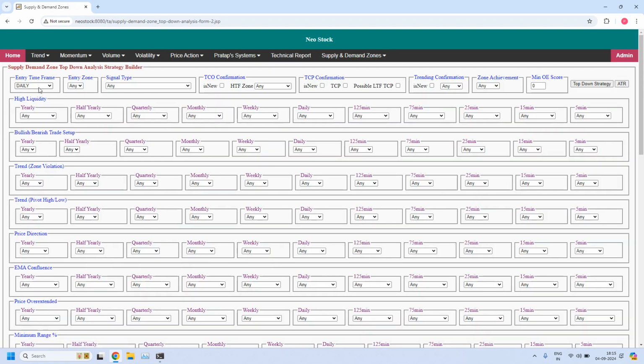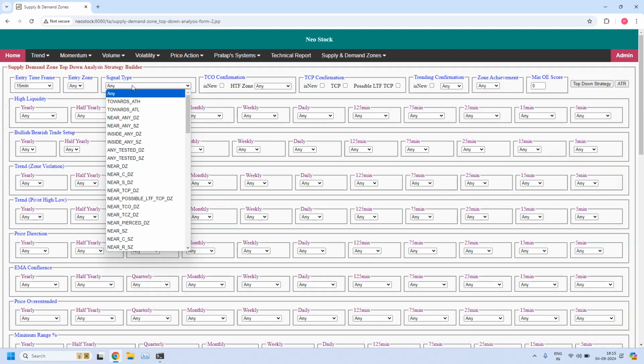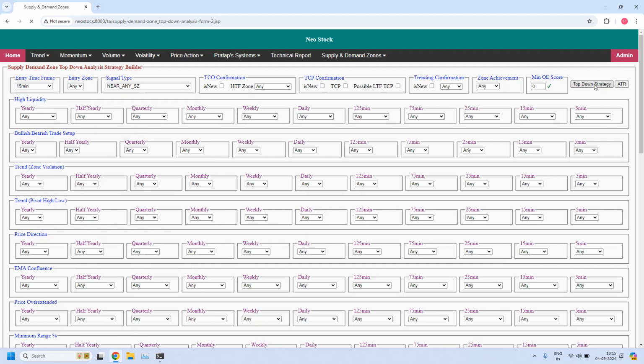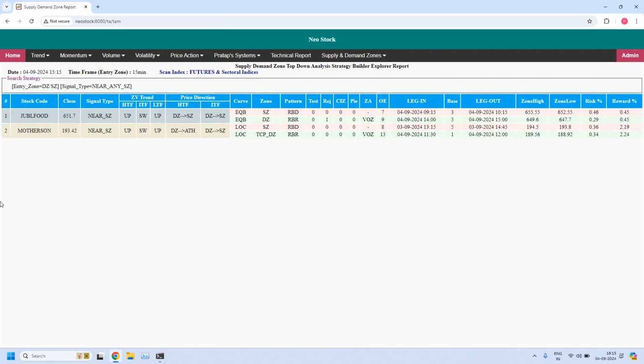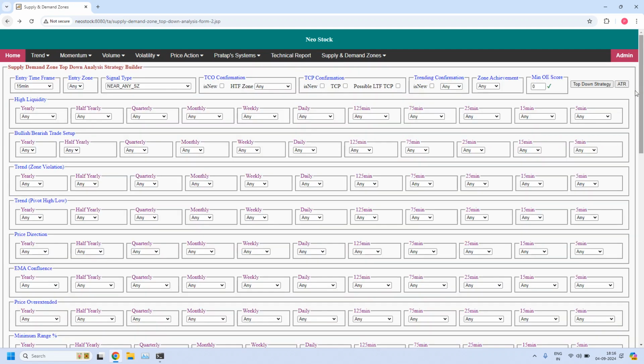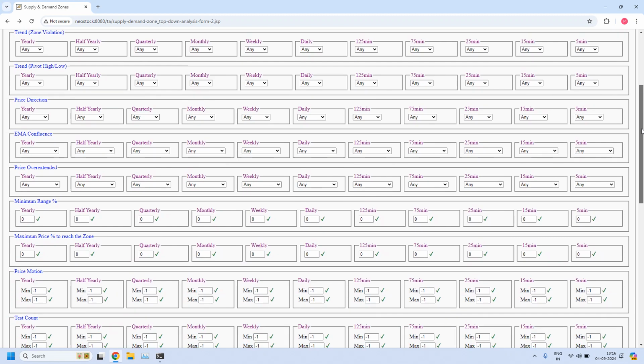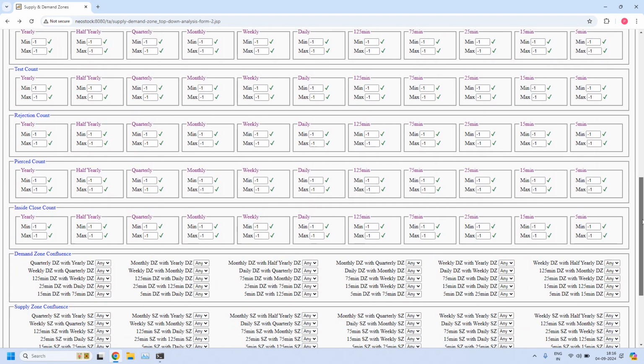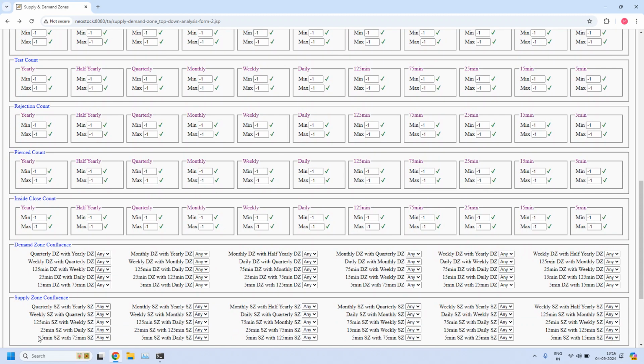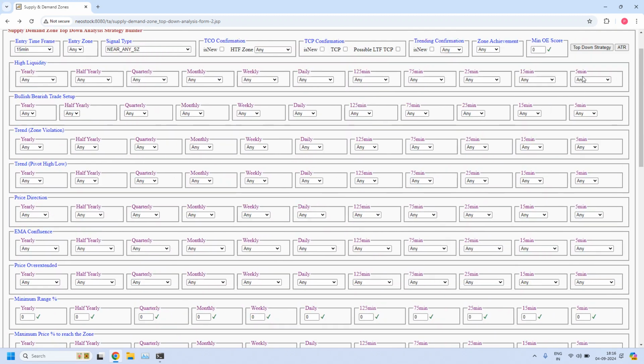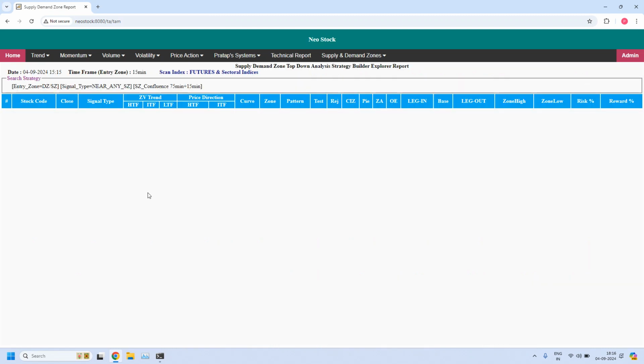So next, for 15 minutes time frame, let us find the stocks near 15 minutes supply zone. Only 2 stocks are filtered near to the 15 minute supply zone. And let us verify any of these 2 stocks are having confluence with ITF time frame. That is 15 minute supply zone with 75 minute supply zone. I am enabling the filter. Now let's verify. So none of the 15 minute supply zones are having ITF confluence.